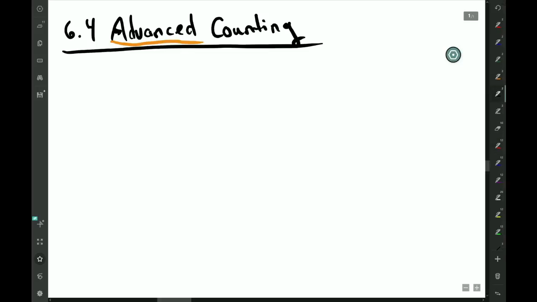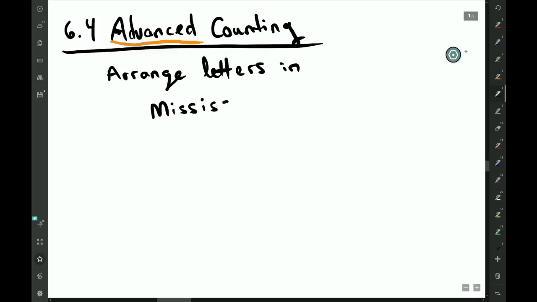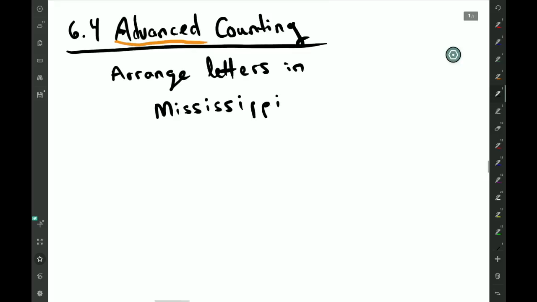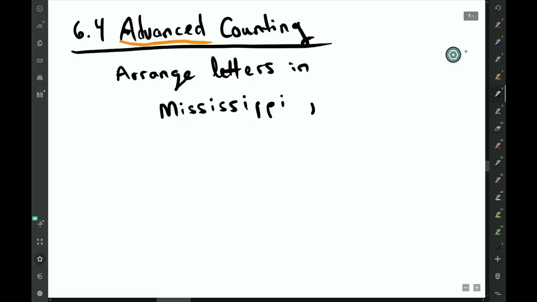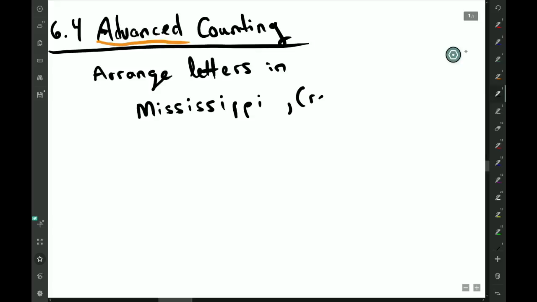If I want to arrange the letters in, let's get a good word here, Mississippi. Mississippi Queen. Let's say I want to arrange those letters in Mississippi, and I don't particularly care if it comes out to be a real word or not. So, real or imaginary word. How can I arrange those? Because let's think here, all right?